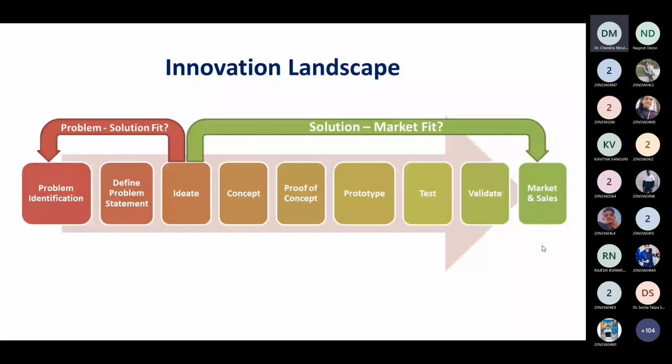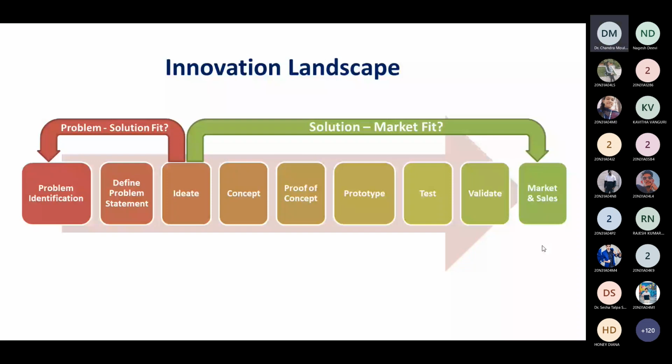The first and foremost is problem identification. Then, based on the identified problem, you have to make sure and define a standard problem statement out of those identifications. Then, after defining the problem, start ideating the solution. Come up with a kind of answer or solution for the problem you defined. Then make a kind of sketch or design on paper. We call it a concept.